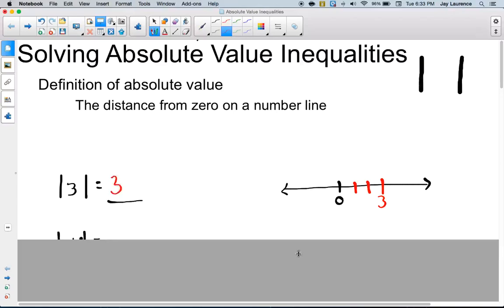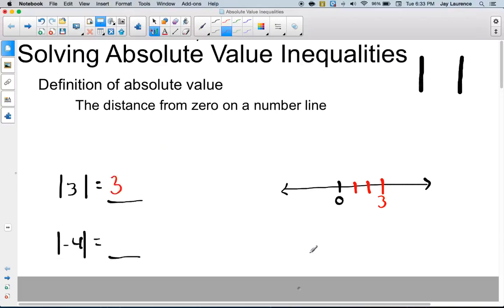Okay? Now, the absolute value of negative 4. Well, how many spaces away from 0 is negative 4? Let's see, 1, 2, 3, 4. There would be negative 4 there. How many spaces am I away from 0? And hopefully you're not saying negative 4, because distances are never negative. Did you get that? Distances are never negative. The absolute value of negative 4 is 4.